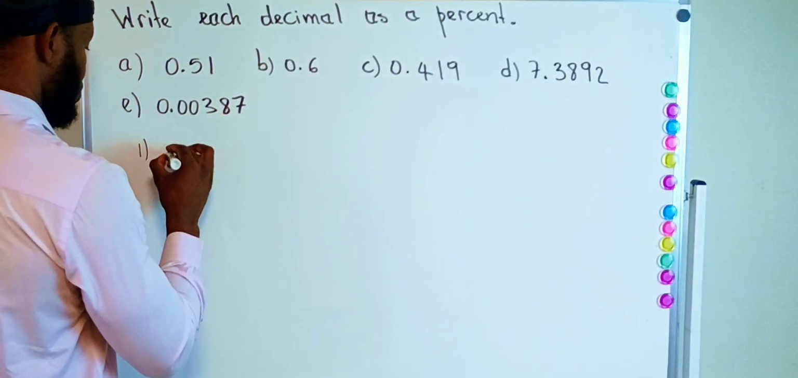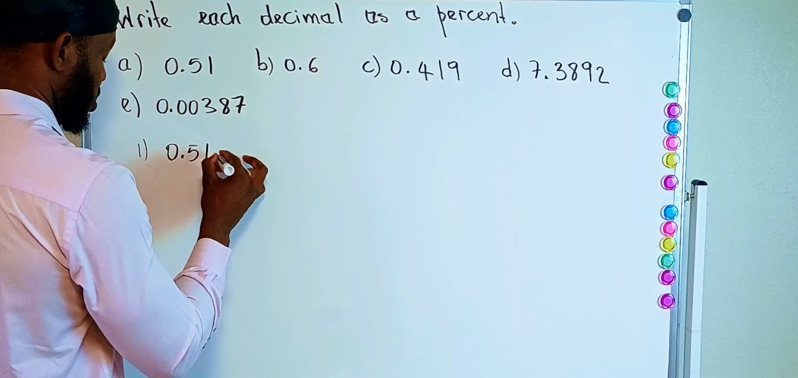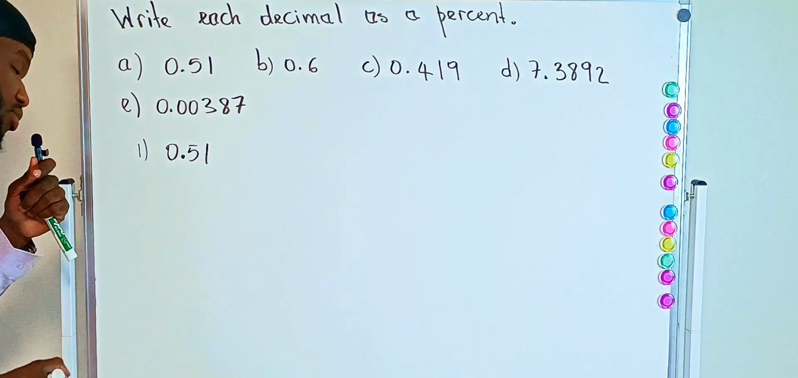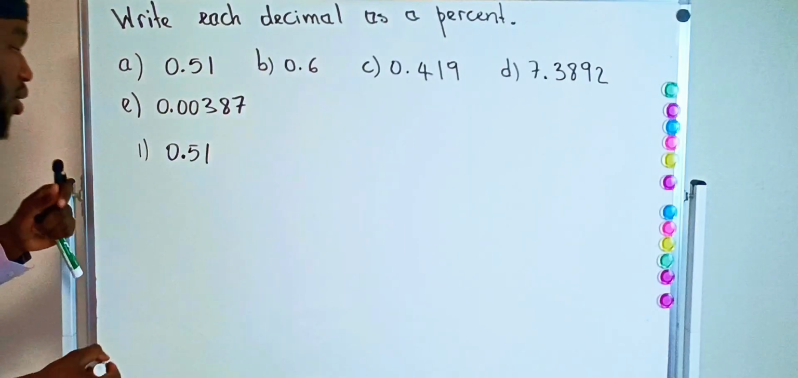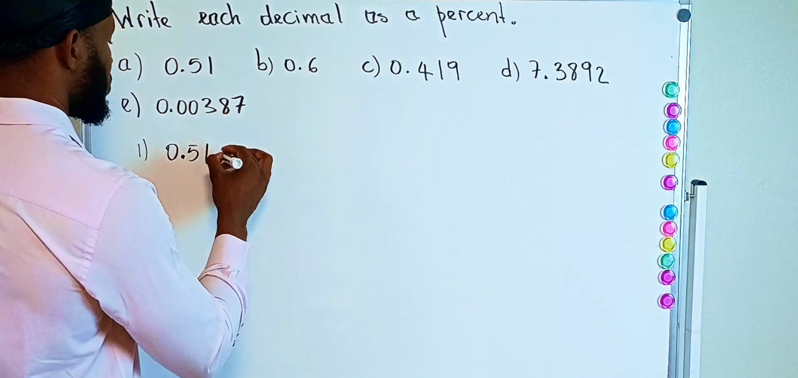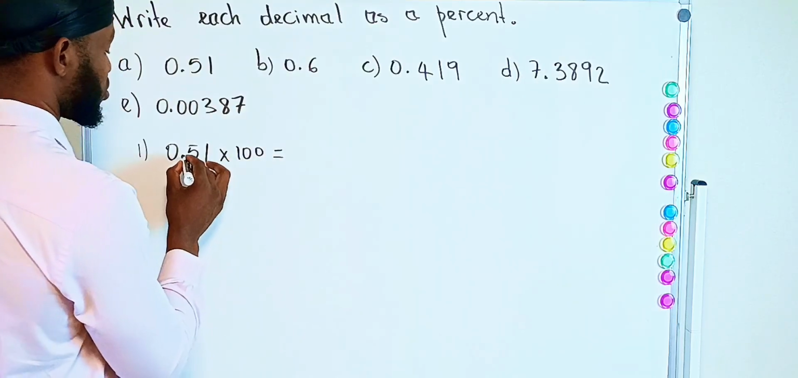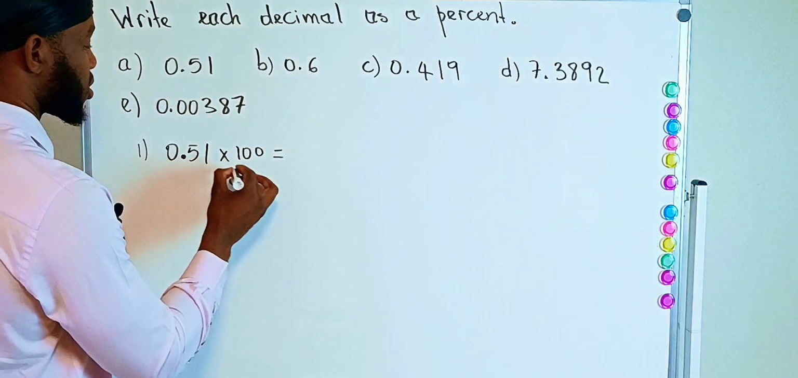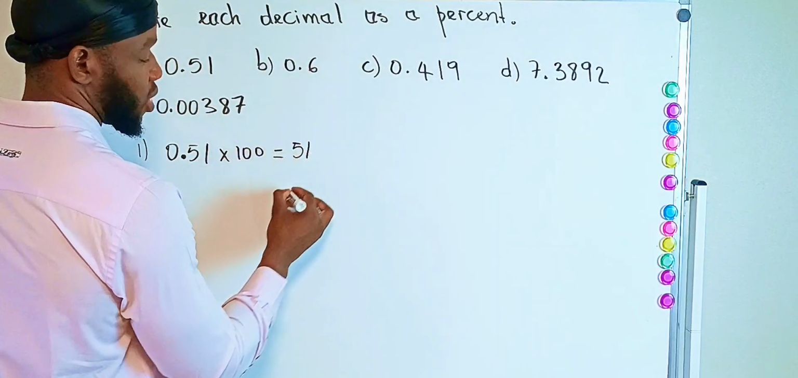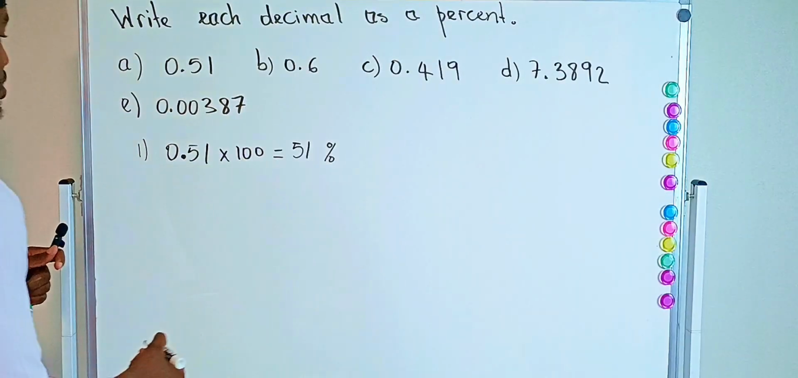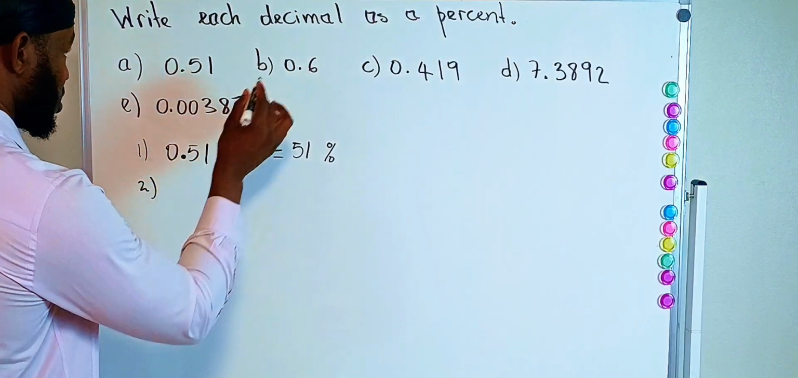So 1, we got 0.51. To convert to percent, you're gonna multiply by 100. Multiply by 100 means what? When you multiply by 100, it just means you move the decimal point 2 times to the right. That's gonna be 51, and you add the percent symbol. You see, easy stuff.